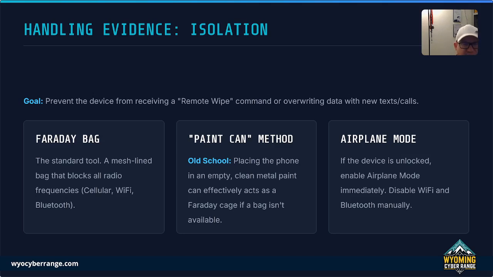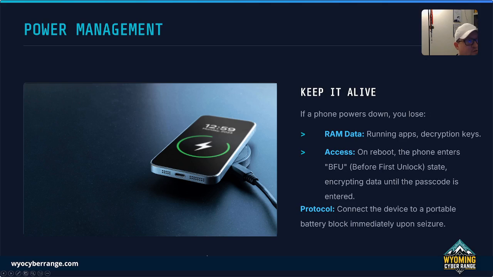Alternatively, if the device is unlocked, you can immediately enable airplane mode and manually disable Wi-Fi, and Bluetooth is another methodology that you can use. Now, for the exam, we need to know that Faraday isolation exists. The exam may present a scenario where you have a seized phone and it's ringing inside of an evidence bag. This means your Faraday isolation failed, and the device is at immediate risk from being remotely wiped via a cellular network. So we have to be careful about that and understand what methods we can use to isolate the phone.